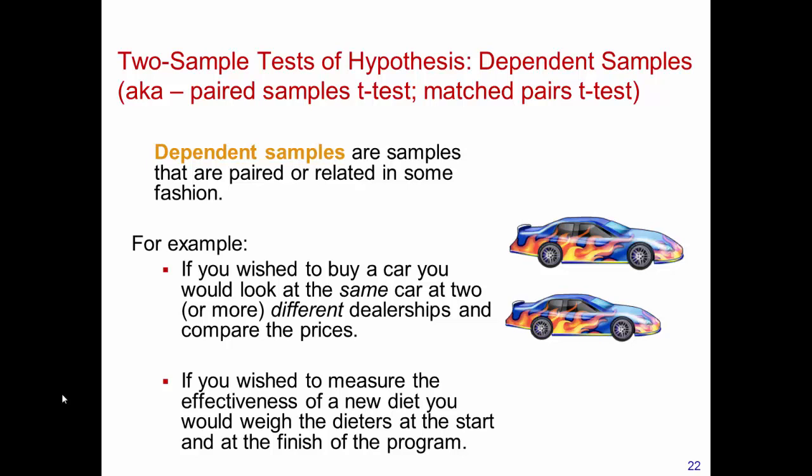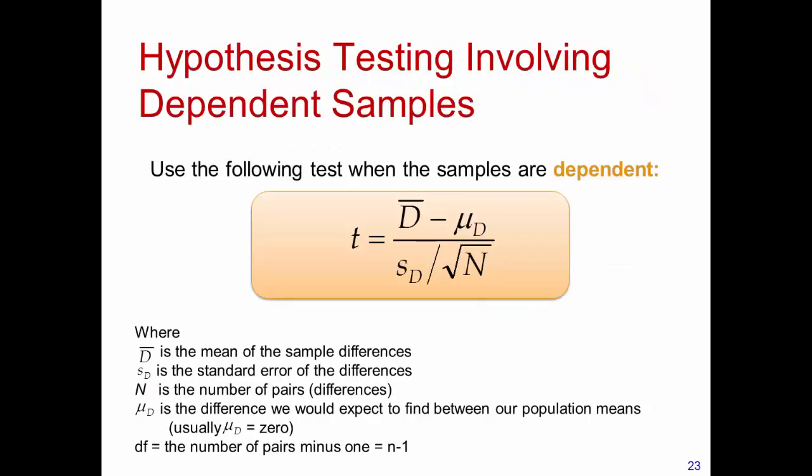So how do we calculate the t-test statistic for a dependent samples t-test? We've already got all these other formulas running around in our heads. Let's add one more. But you'll notice this one isn't quite as complex as all of the rest of them. Or is it? So we use the following t-test when the samples are dependent. t is equal to d bar minus mu sub d divided by s sub d divided by the square root of n. And this is the standard error of the differences.